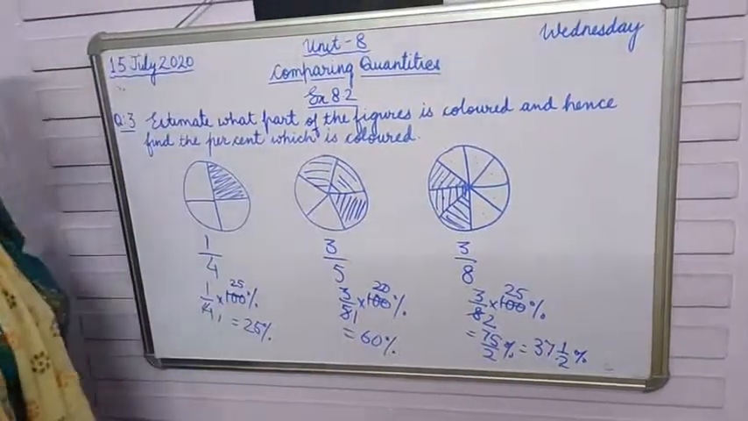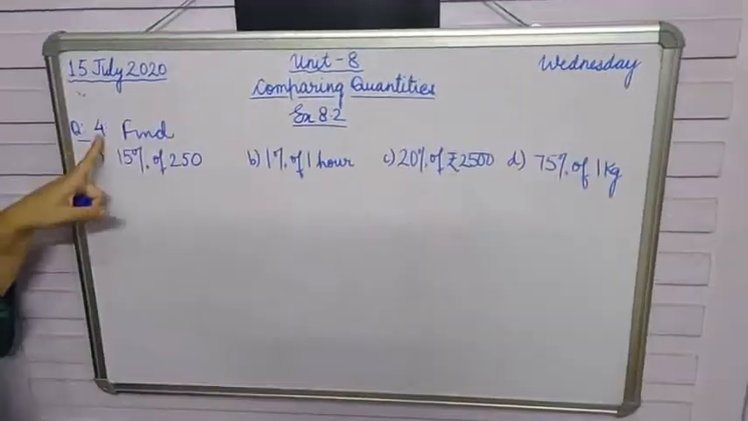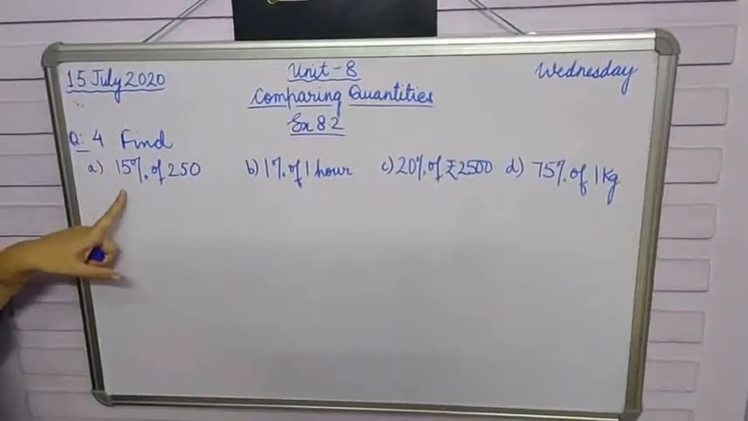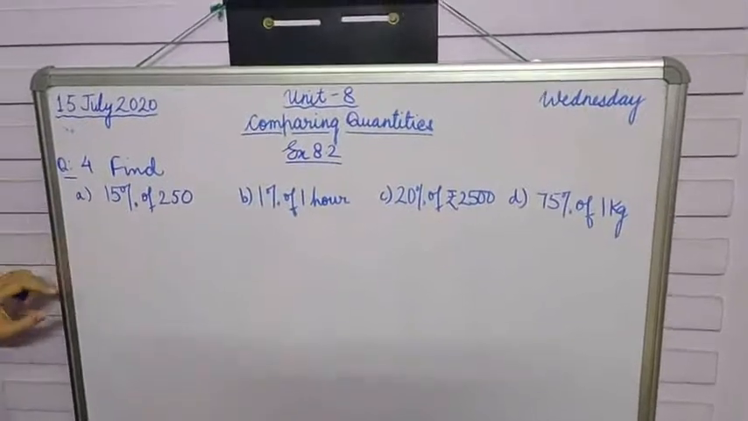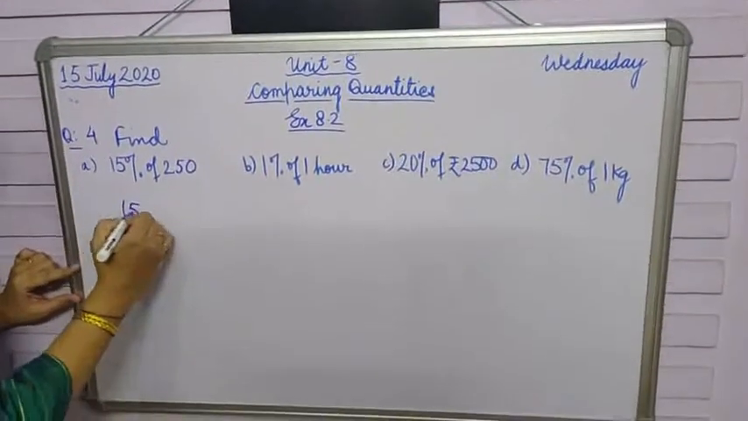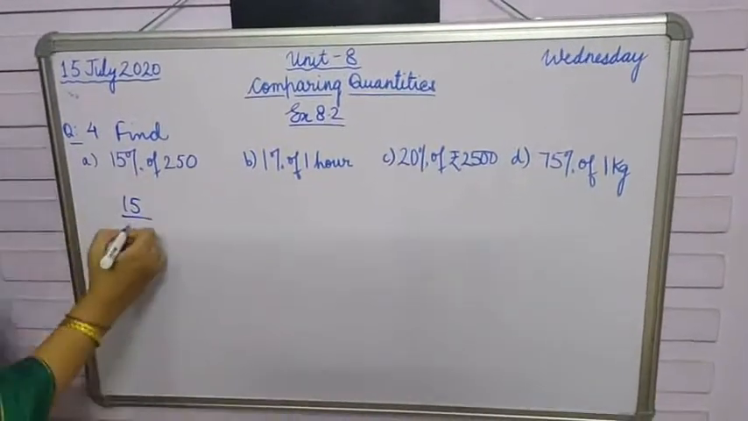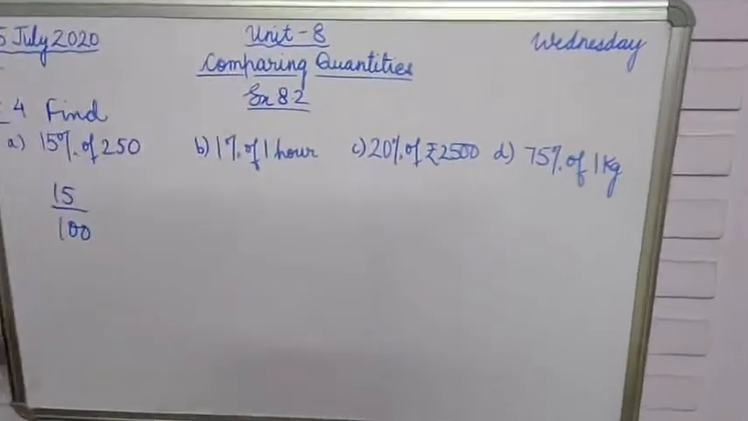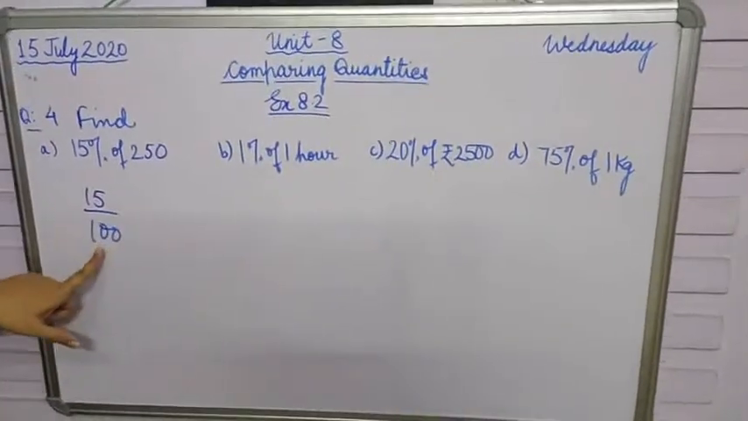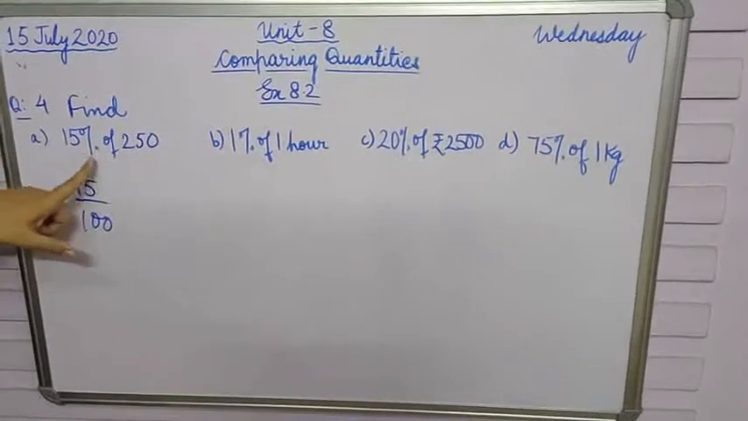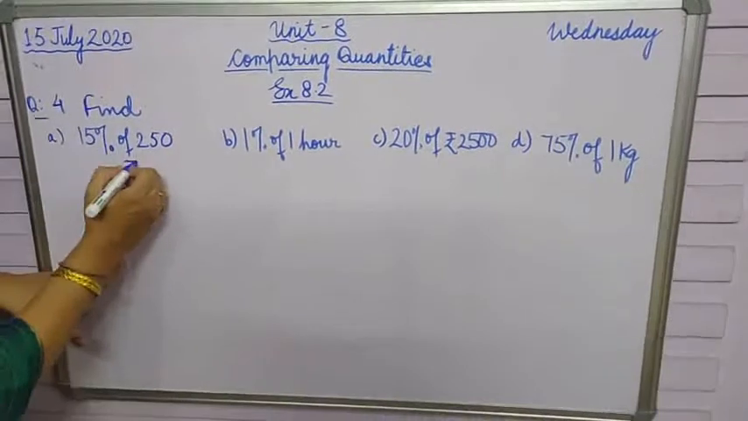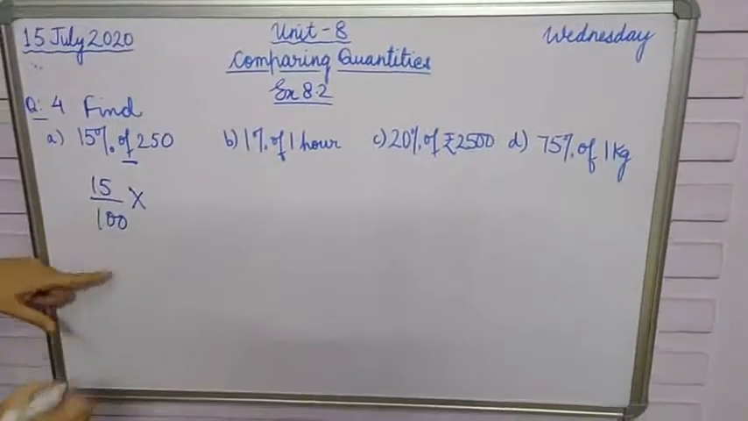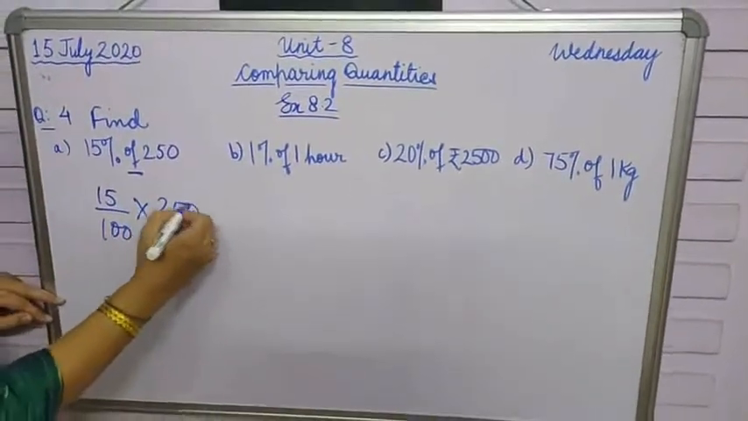37 1 by 2%. Question number 4 is find 15% of 250. Now how are we going to do this? 15 as it is. Percentage means upon 100. We remember whenever upon 100 is there, we write it as percentage. So if I remove this percent sign, that means upon 100. Of in maths means multiply, and multiply by 250.